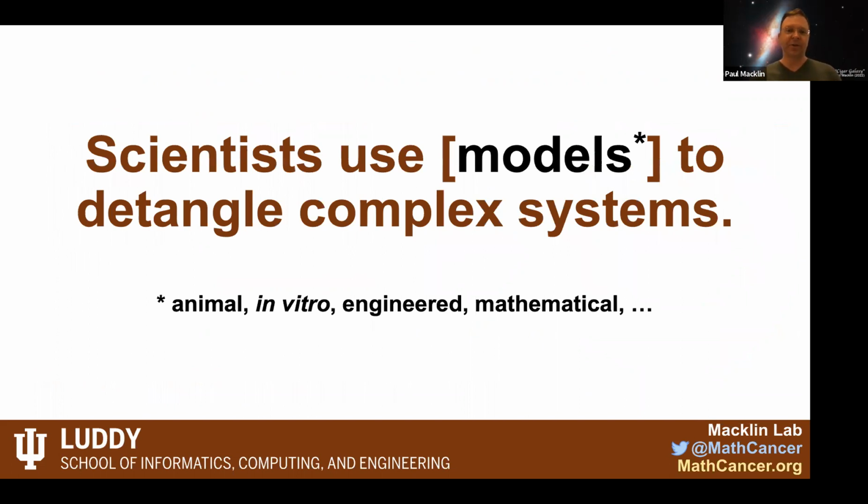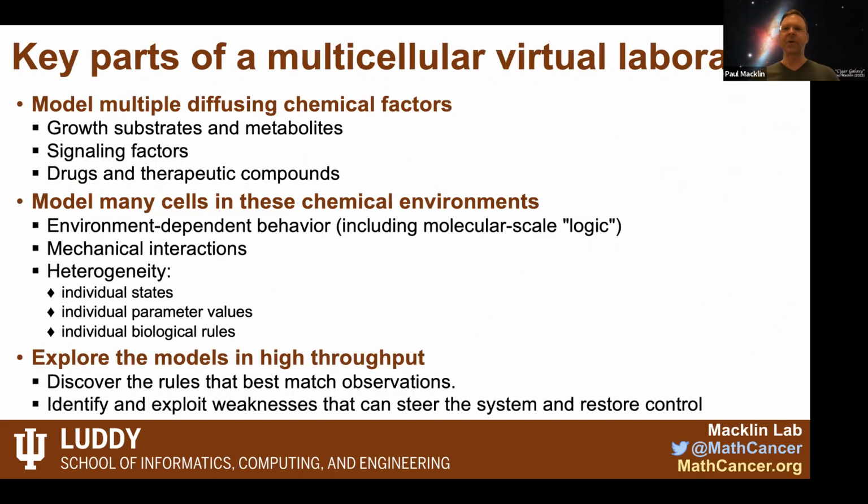And us as computational scientists, we use computational or mathematical models. And so that's what we'll be building up as a computational model system today, using our agent-based framework and exploring a few problems. So what would be the key parts of a multicellular systems biology virtual laboratory?